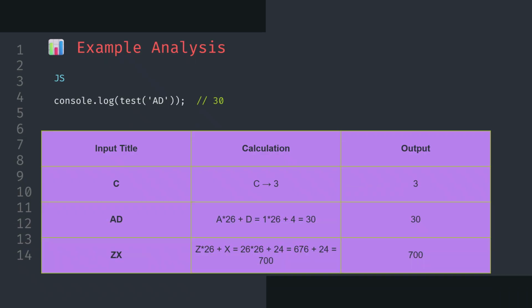These examples show the math explicitly. ZX is useful because it demonstrates a two-letter title near the upper end of the two-letter labels. Z yields 26, and multiplying that by 26 gives us 676. Then we add X, which is 24, so we get 700. Use this table on screen when walking through each step to make the base 26 analogy concrete.